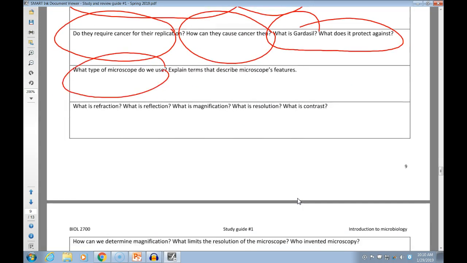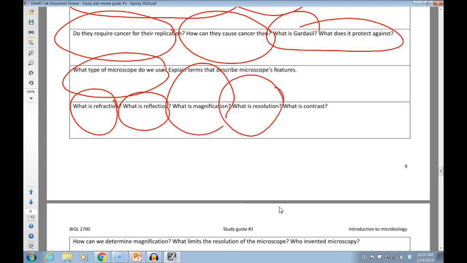Light microscope. Now, light, compound, binocular, parfocal. Know what each of these 4 terms means. Does that make sense? Refraction, changing the direction of light. Reflection, well, it's reflection. Know how to calculate magnification. Okay? Magnification of the objective multiplied by the magnification of the eyepiece. Resolution, ability to distinguish small details. Contrast, color difference between the sample and the background.